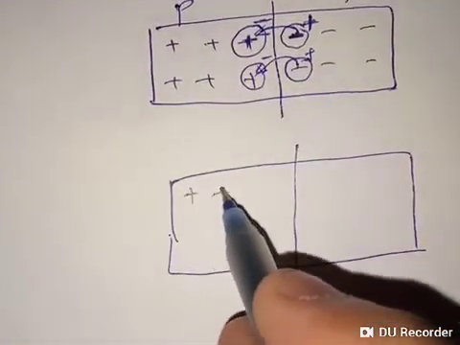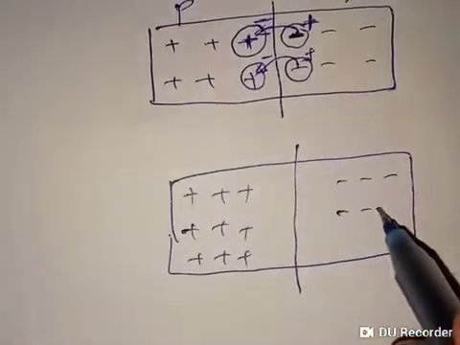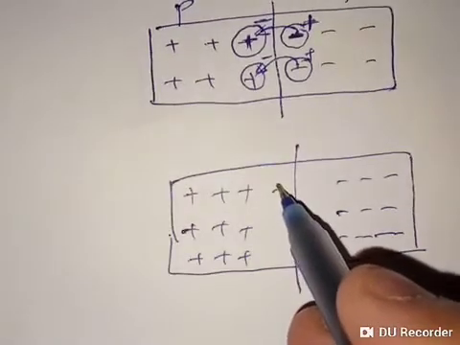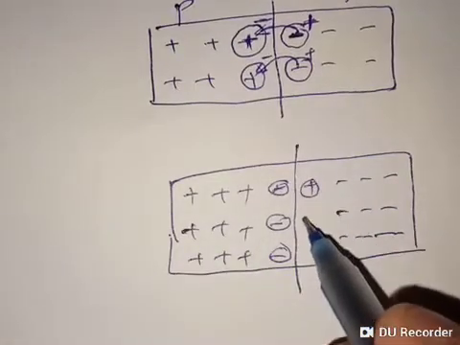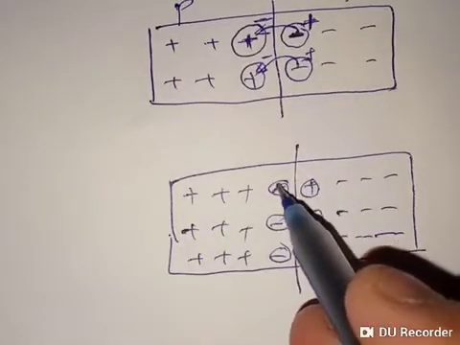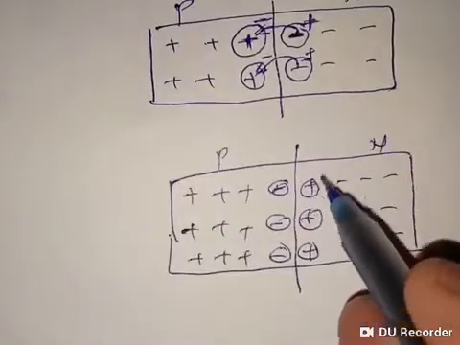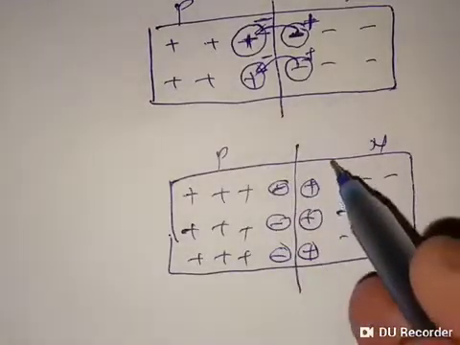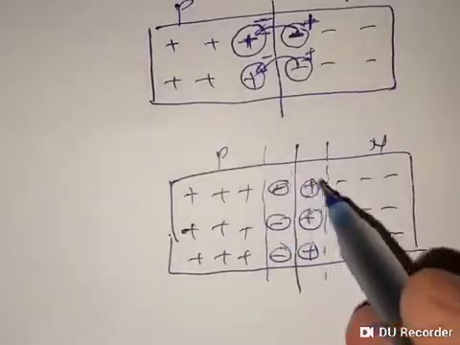Now these are free holes, these are free electrons, but in this region we will be having negative ions, and here we will be having positive ions, because the electrons from this side have already moved towards the left side, means P side. So this becomes a positive ion and this becomes a negative ion, and in this area there are no free electrons and no free holes.